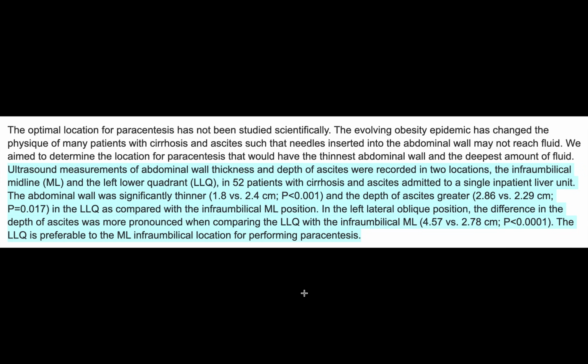And they state here, ultrasound measurements of abdominal wall thickness and depth of ascites were recorded in two locations, the infraumbilical midline and the left lower quadrant, in 52 patients with cirrhosis and ascites admitted to a single inpatient liver unit. The abdominal wall was significantly thinner and the depth of ascites greater in the LLQ, the lower left quadrant, as compared with the infraumbilical midline position. In the left lateral oblique position, the difference in the depth of ascites was more pronounced when comparing the left lower quadrant with the infraumbilical midline.